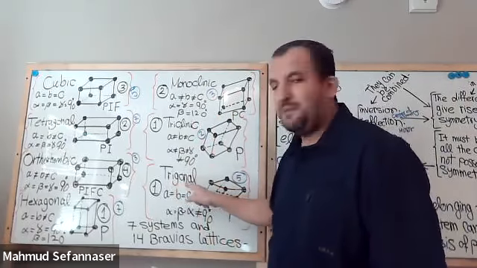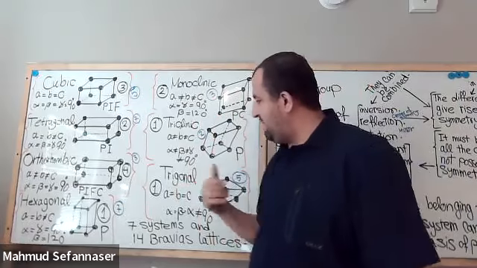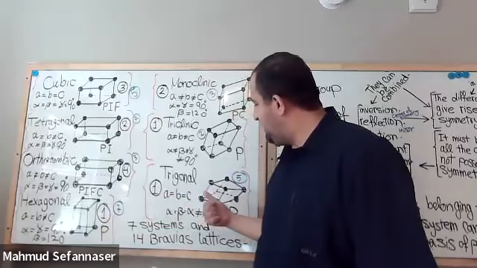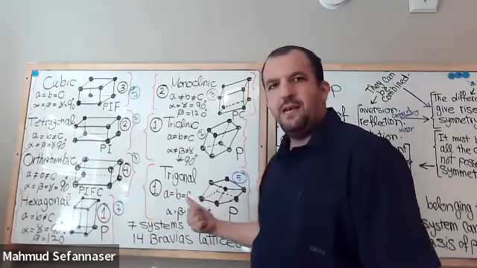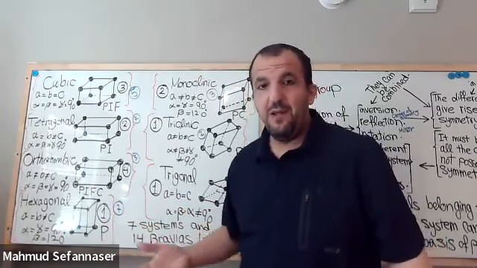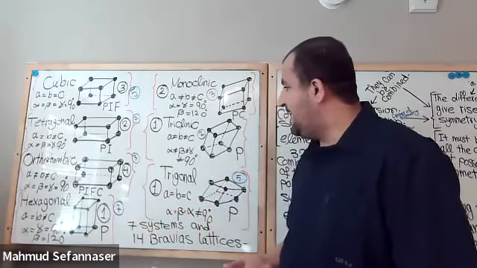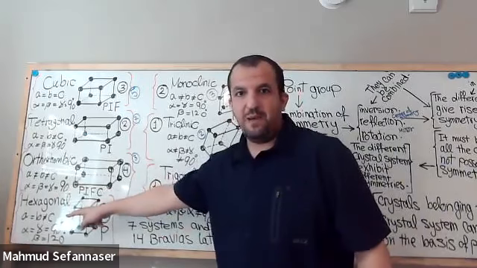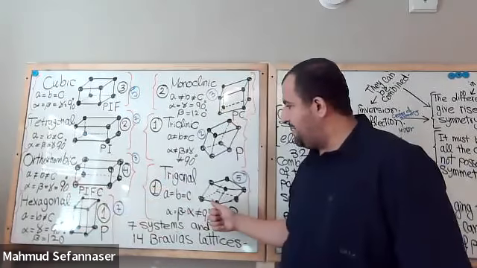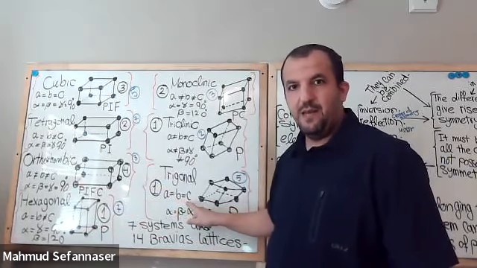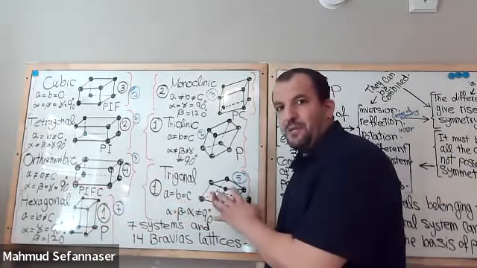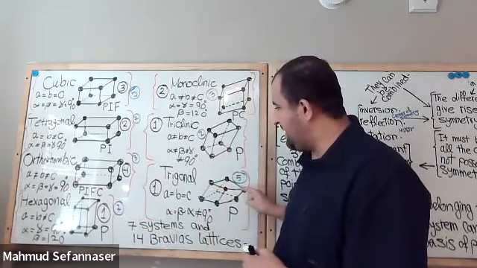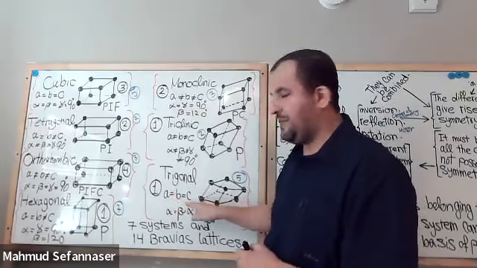Okay, if we go to trigonal, which, as I mentioned, can be considered as a type of hexagonal, or maybe like a building block of the hexagonal structure, so that's possible. The only difference here, guys, is that in the hexagonal, A is equal to B, but it is not equal to C. But here we have A is equal to B is equal to C.